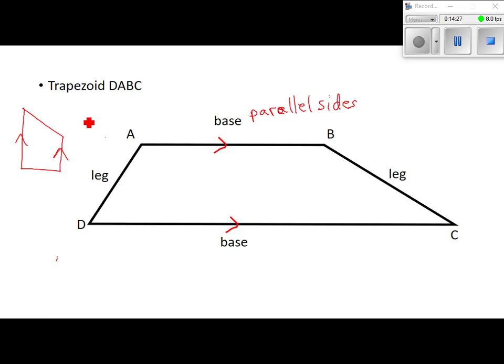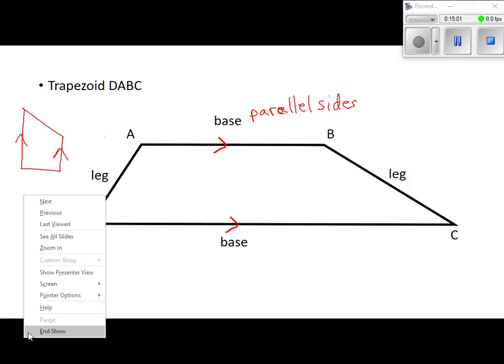The other two sides are called legs. What other kind of shape we covered this year that had legs? Triangles. An isosceles triangle, right? Now, in an isosceles triangle, what was true about the legs? Congruent, right? That doesn't always have to be the case for a trapezoid. Anybody have a guess what kind of trapezoid it is where the legs are congruent? We'll get to that here in a minute.